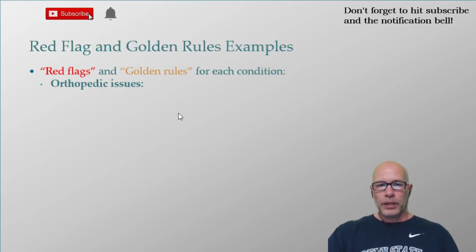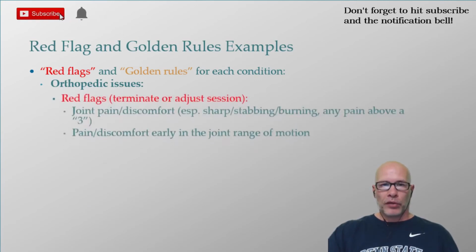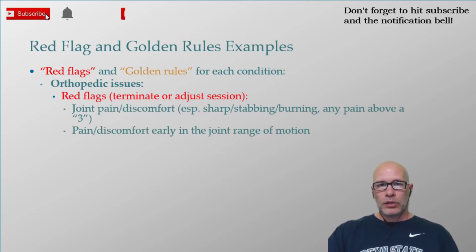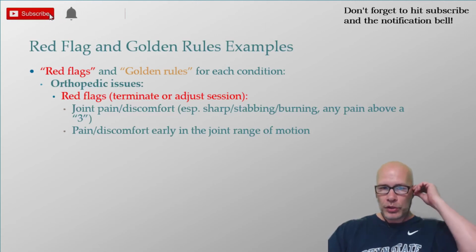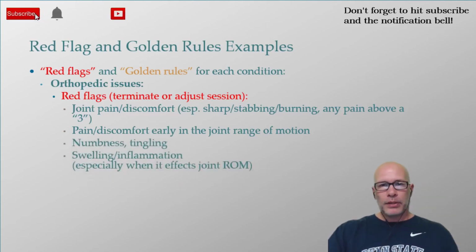And then from an orthopedic standpoint, what I mean by red flags and golden rules, we'll start with red flags, is where once again you may need to terminate or adjust the session. And since it's an orthopedic issue, it is always going to manifest itself in the form of pain or discomfort, especially sharp stabbing or burning pain, any pain that's above a 3 on a 1 to 10 discomfort or pain scale, if it's early on in the joint range of motion, numbness or tingling, swelling or inflammation, especially when it affects joint range of motion.